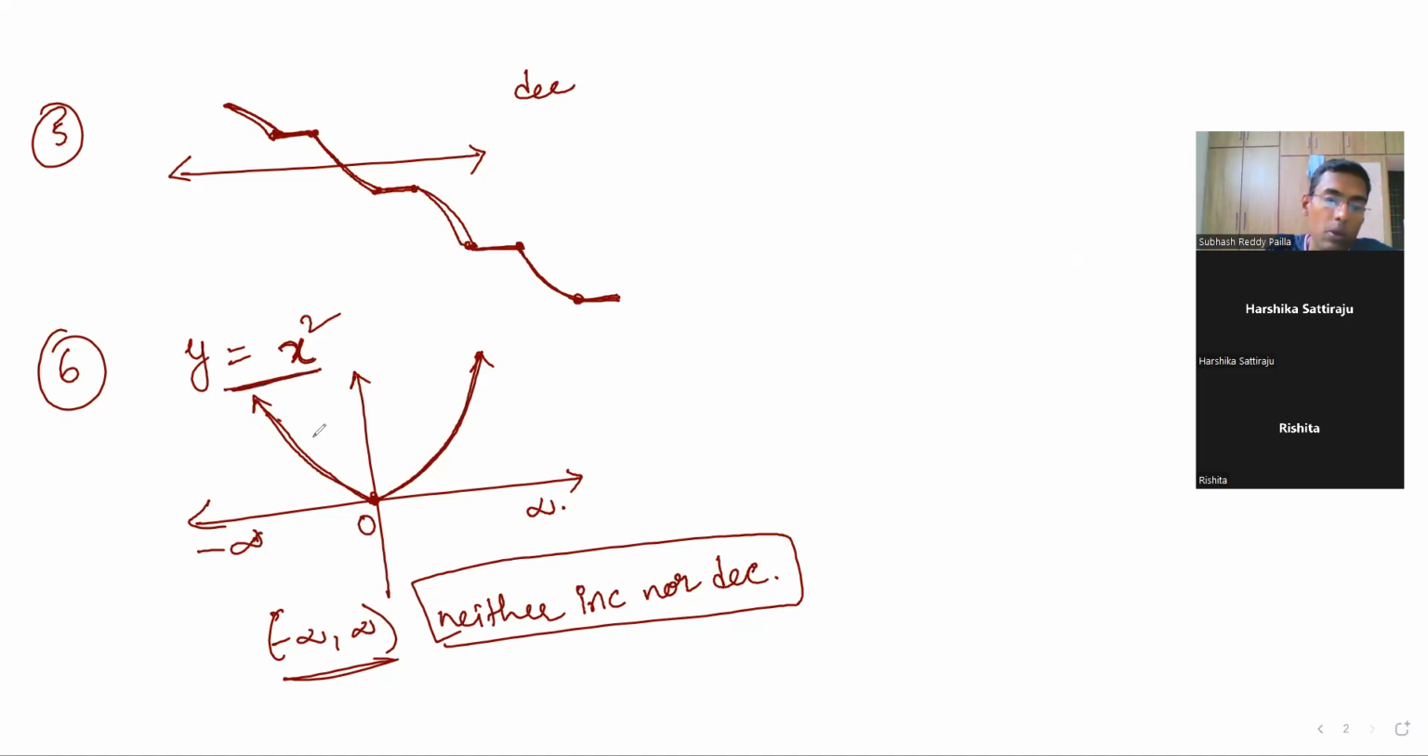Now, y equal to x square. I gave an example. From minus infinity to 0, it is decreasing. From 0 to infinity, it is increasing. But from minus infinity to infinity, it is called neither increasing nor decreasing.